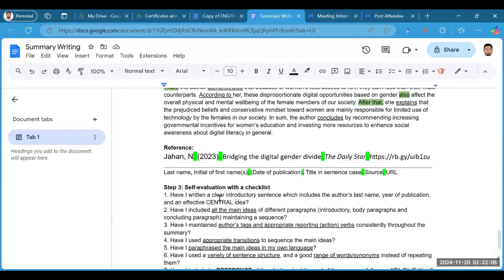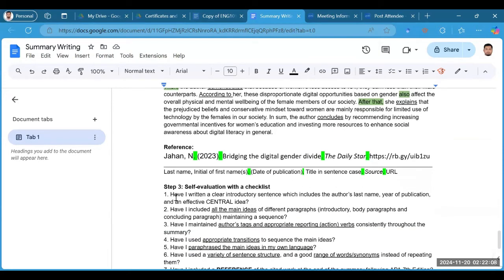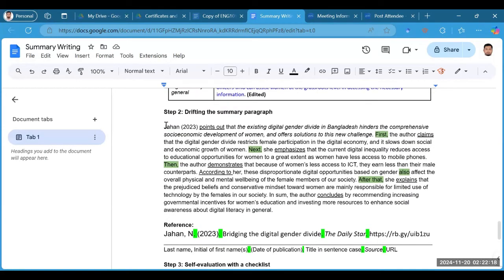So the first criteria in the checklist is: have I written a clear introductory sentence which includes the author's last name, year of publication, and an effective central idea? I hope you understand that I have actually met all the criteria here. The author's last name, the date, and the central idea of the whole text have been written in one sentence. So this is the first sentence of the summary.